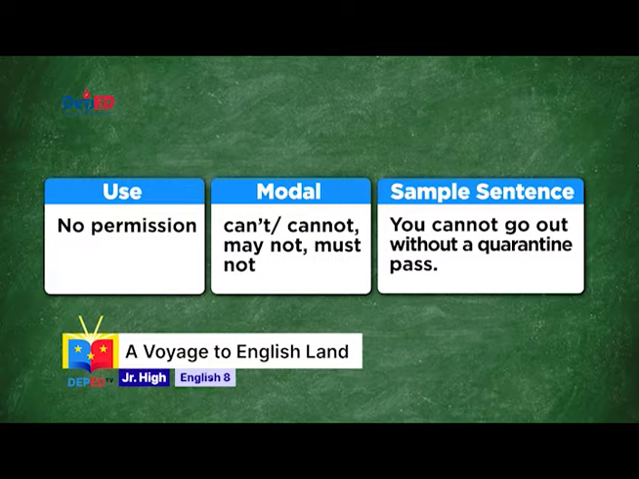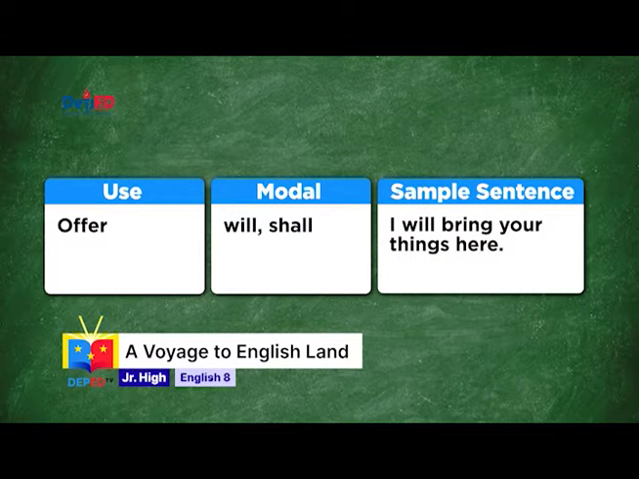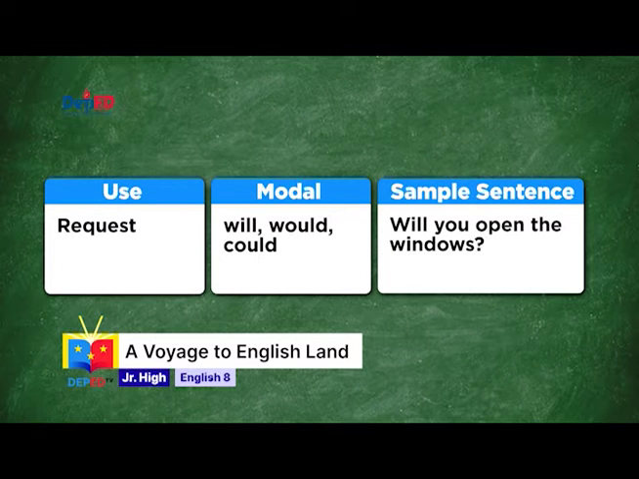Use: no permission. Modals: cannot, may not, must not. Sample sentence: You cannot go out without a quarantine pass. Use: offer. Modals: will, shall. Sample sentence: I will bring your things here. Use: request. Modals: will, would, could. Sample sentence: Will you open the windows?